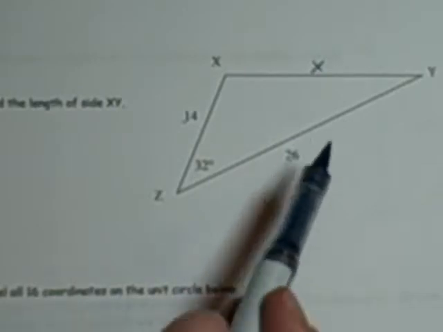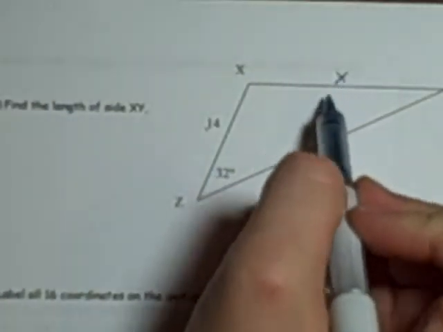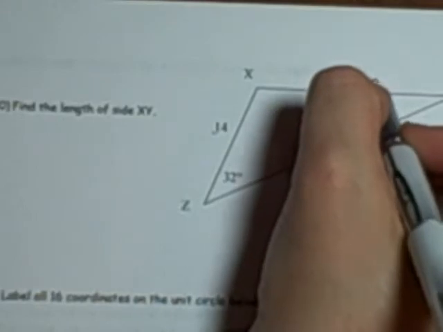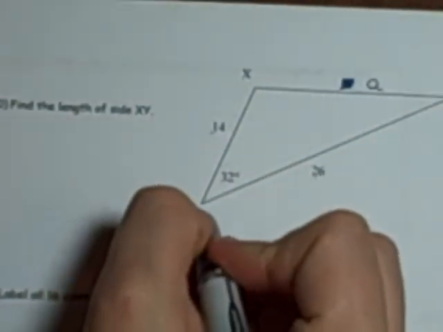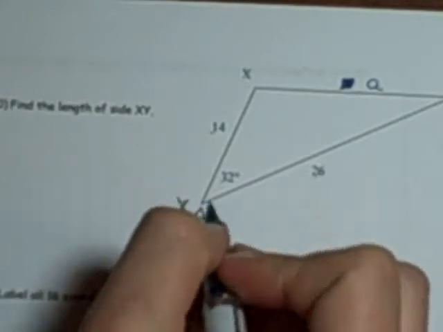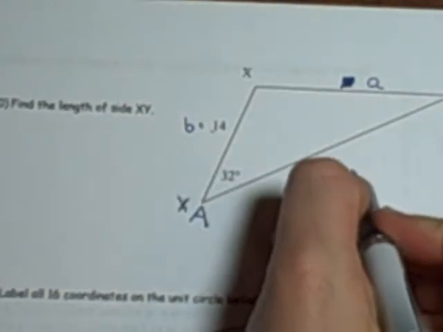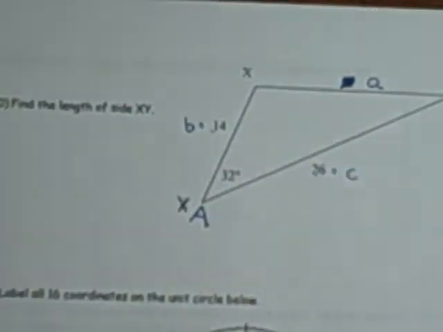Remember I told you that when you're using law of cosines, the most important thing you can do is take whatever it is that you're trying to find and label it A. So in fact, I'm going to scribble out that x and I'm going to call that side A. And if that's side A, that makes this angle A. So I don't care that it's called Z. I'm going to change it and call it angle A. That makes my other two sides B and C, and it doesn't matter which is which. So I'm going to say that the B is the 14 and the C is the 26.